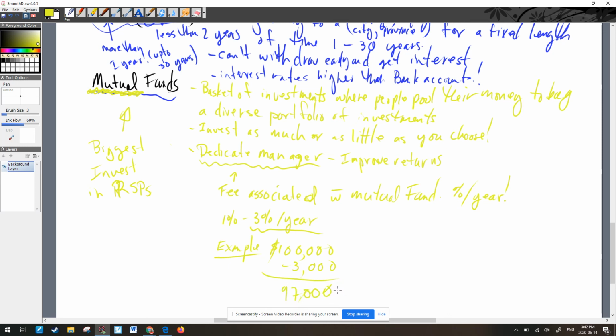Now, the hope is that it will grow with the markets, and maybe it'll be worth $110,000. And you're like, I don't care that it cost me $3,000 because I had that big profit. Okay, $3,000, or 3% when you're making profit, isn't necessarily a big deal.